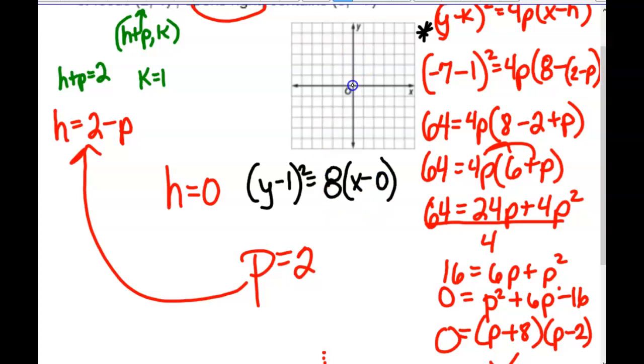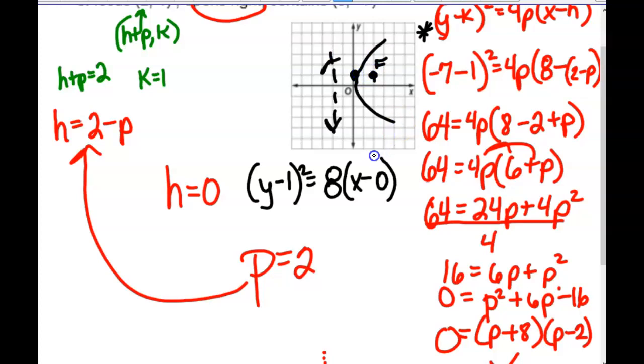So if we graphed it, we'd have 0, 1 as the vertex, P is 2, and it's opening right, it said? So the focus would be over here, the directrix would be back here, and it would open to the right.